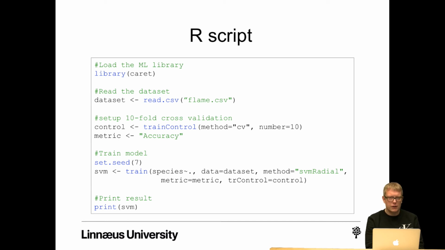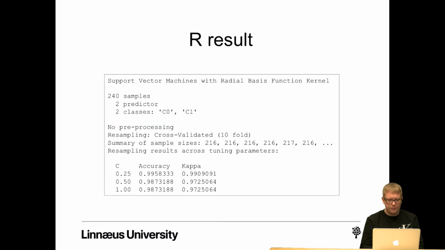It's a support vector machine with radial-basis functions. And we have a metric and the control to use. And then we print the result by printing the svm variable. And we get a similar result as in Weka. The best result was 99.58%, as shown below here, on the 240 training examples.